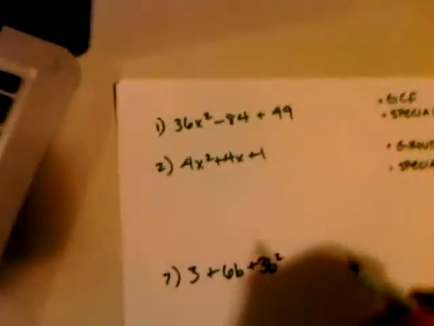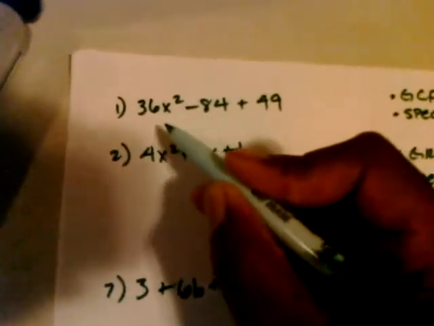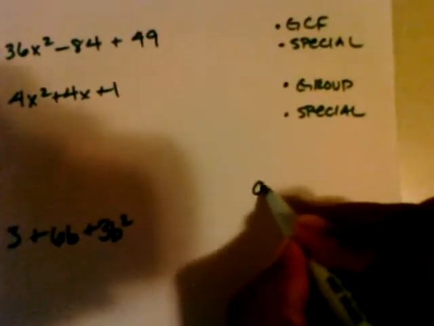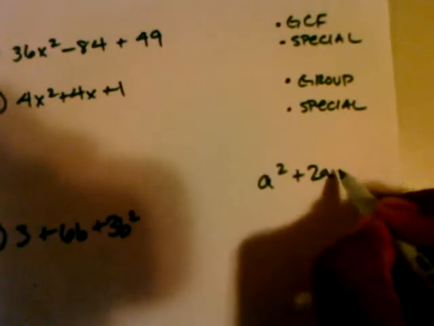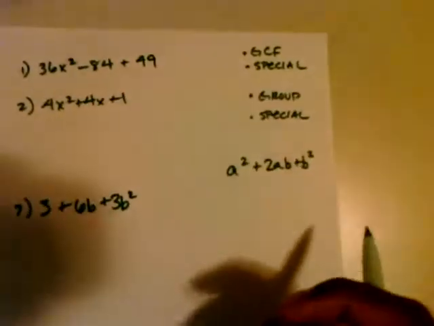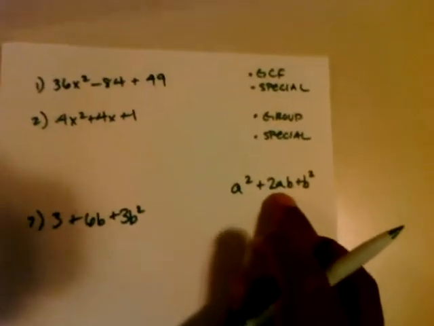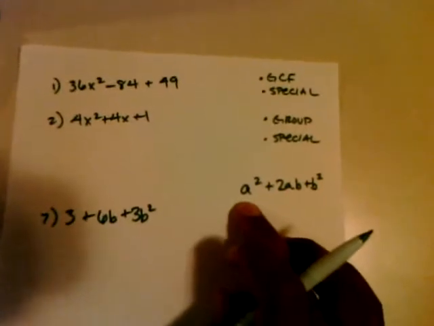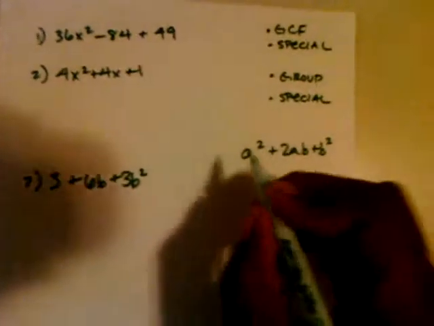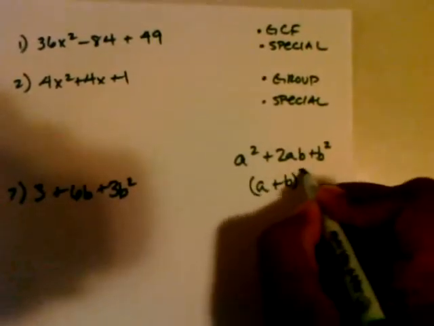All right, when we're dealing with a perfect square, it is a special case when you're factoring, because what they tell us is that a perfect square trinomial is typically written as a squared, or the first term squared, plus 2 times a times b. A is the square root of the first term squared. B is the square root of that last term, plus b squared. And it can be rewritten in factored form as the sum of a and b, squared.